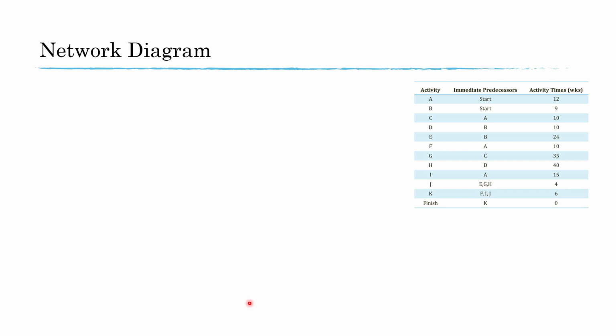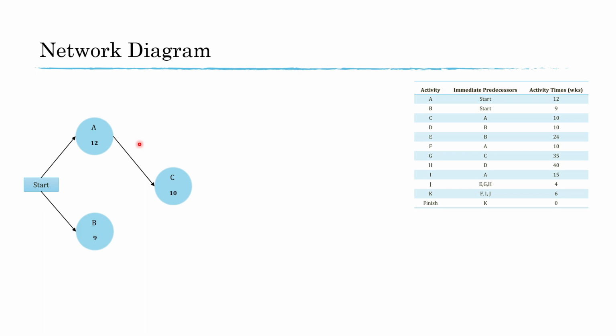Based on the information in this table, we will now draw the network diagram. So looking at this table, we notice that the project starts with activity A and activity B. So we will draw activities A and B first. The next activity in line is activity C. Since activity C has a predecessor relationship with activity A, it means that to start activity C, activity A has to be completed. And we notice that we have already completed activity A. So the next activity will be activity C.